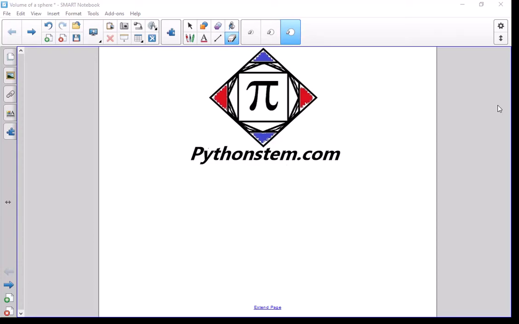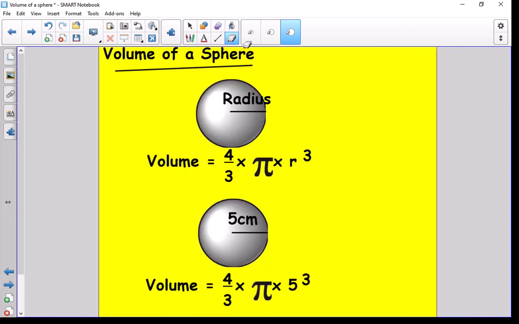Let's go through the volume of a sphere. So here's our sphere formula. Volume is equal to 4/3 times pi times r cubed. Let's have a go at working out the volume of this sphere here. It has a radius of 5 centimeters. So have a go. When you're ready, unpause the video and I'll give you the answer.